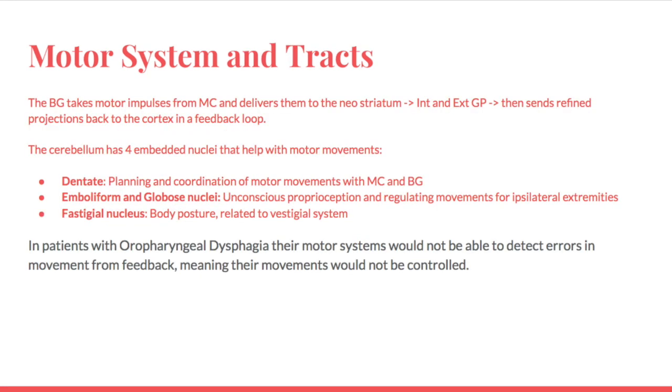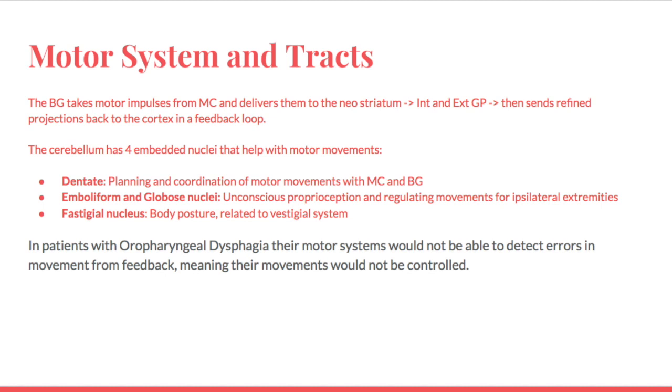And now here's the last portion. The basal ganglia takes motor impulses from the motor cortex and delivers them to the neostriatum, which then goes to the internal and external GP and then sends refined projections back to the cortex in a feedback loop. The structures in the basal ganglia are all controlled by neurotransmitters, so if damage occurs to any of the structures mentioned, then problems will occur with movement. In neurological disorders like Parkinson's disease, the substantia nigra is damaged and is not producing enough dopamine, which results in slowness of movement and tremors.